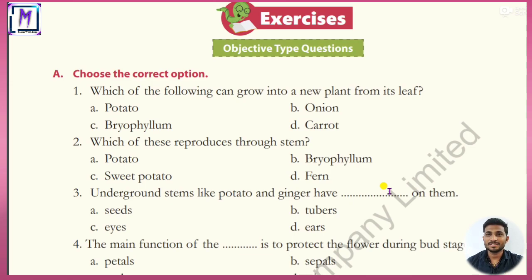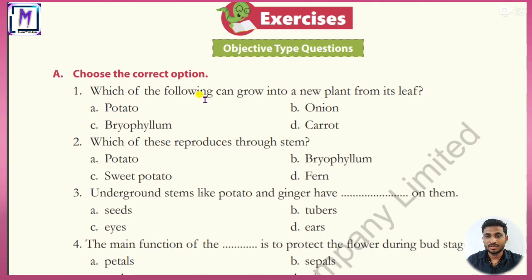So this is the third part based on the first chapter of grade 5 science named Reproduction in Plants. In the previous two parts we have completed this chapter. So let's start the exercise. The first question is given here: choose the correct option in the objective section. Let's start with the first of that.